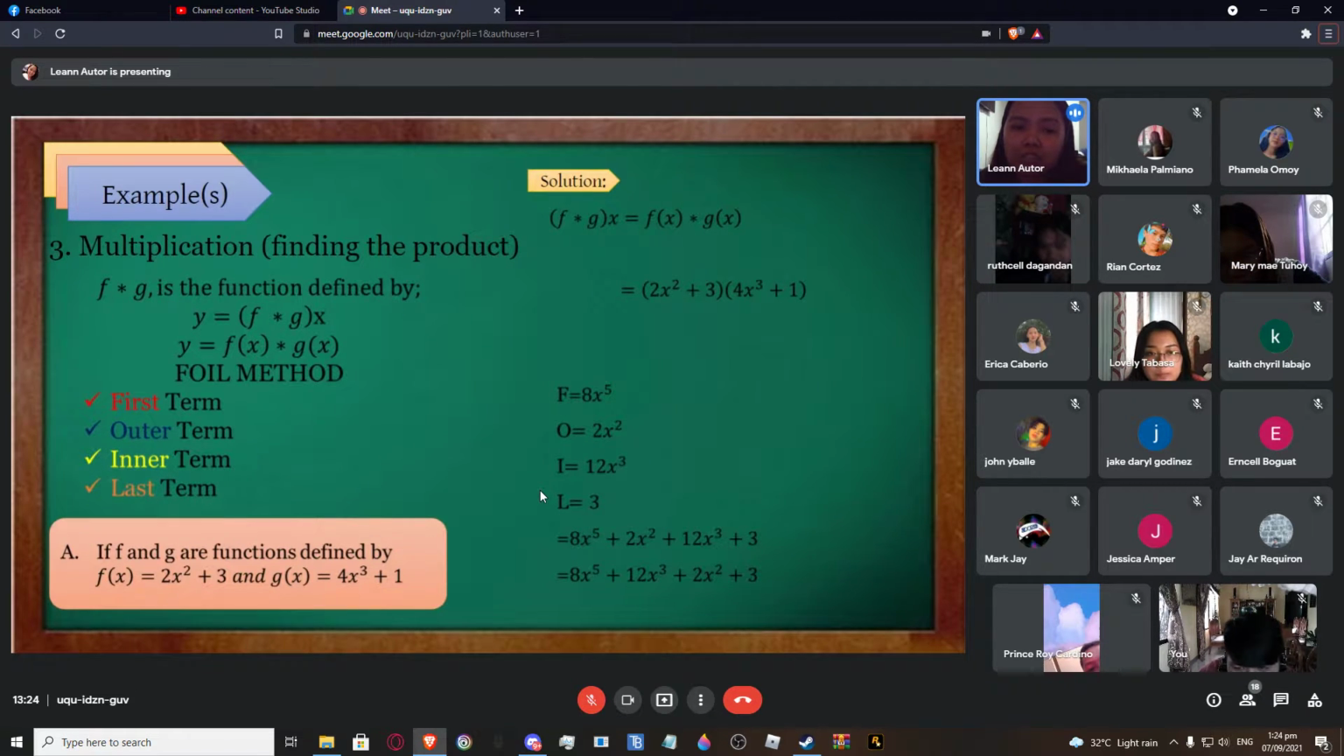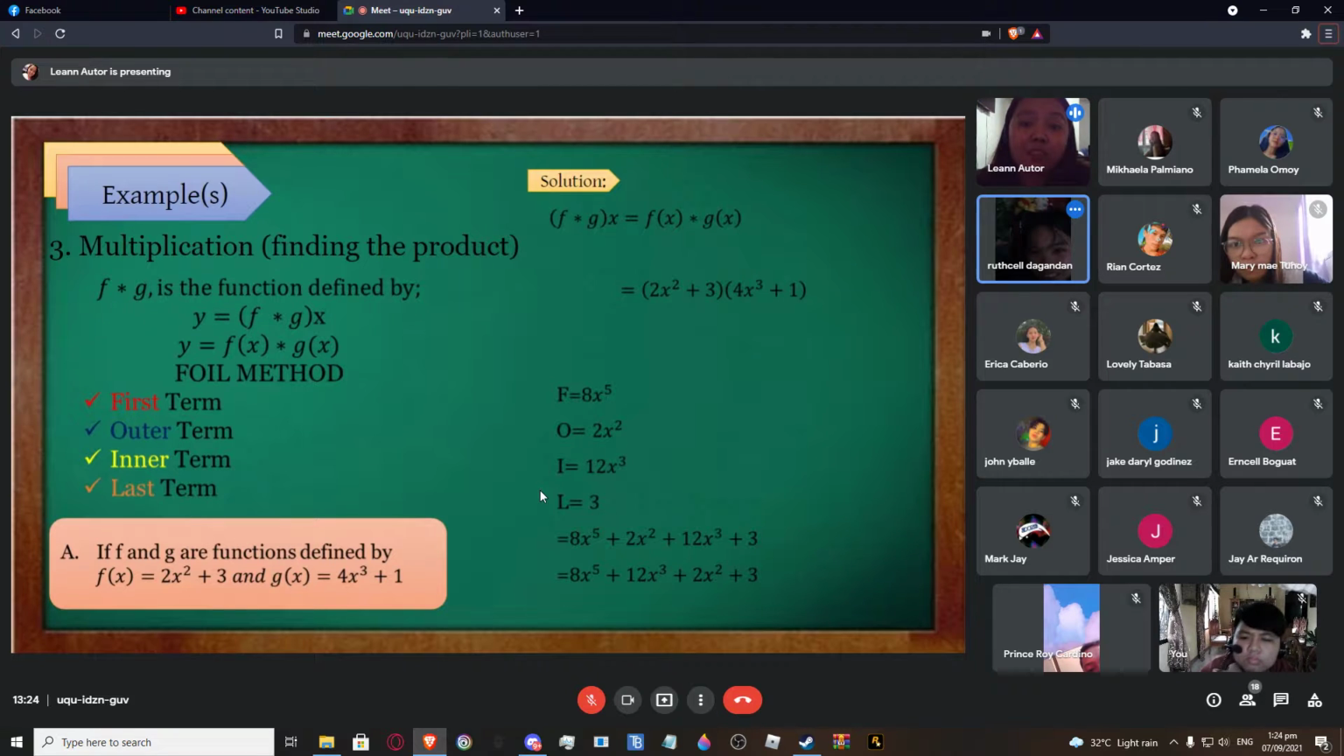How about ang outer term? Asang outer term? 2x squared times 1. Okay, 2x squared times 1 is still 2x squared.